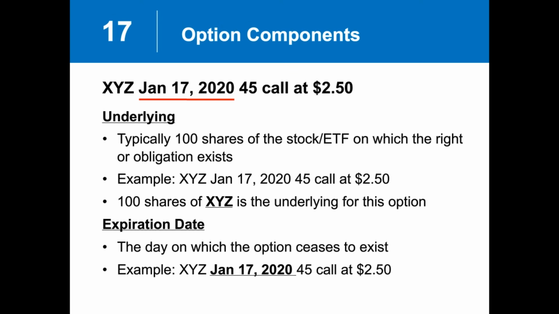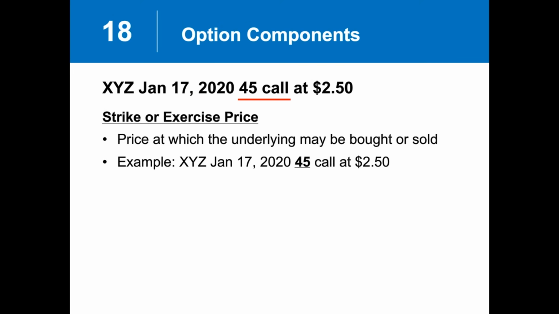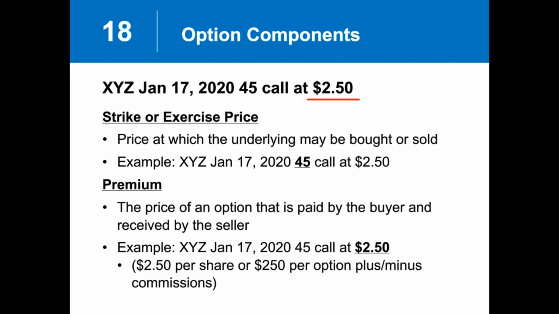45 call. All right, 45 is the strike price. That is the price at which we are either agreeing to buy shares or committing ourselves to sell shares. That's that strike price or that exercise price. When we execute that option contract, that's the price at which we're buying or selling shares. And then the last item there, the $2.50, that's going to be our option premium. For the right to buy those shares at $45, we're going to be paying $2.50.